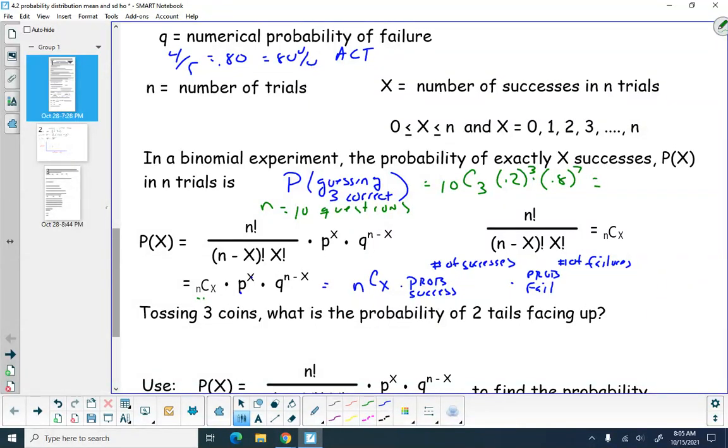Grace, what did you come up with? 0.201. Yes. So we have a 20.1% chance of guessing exactly 3 correct. We have a 20% chance of doing that.